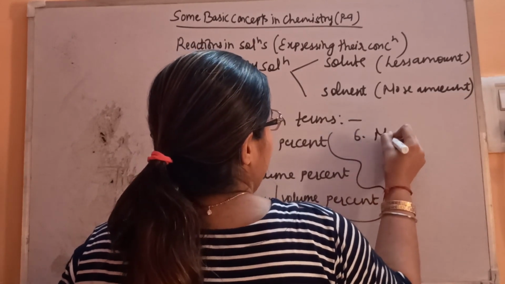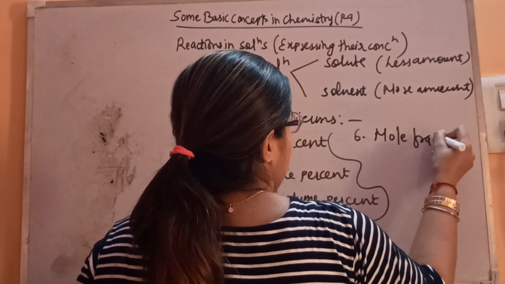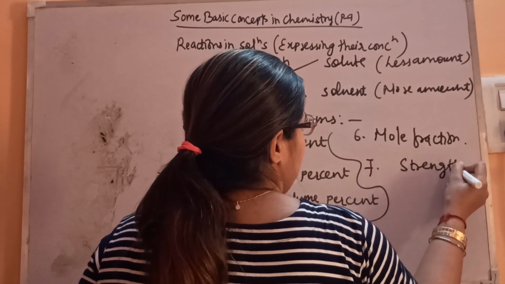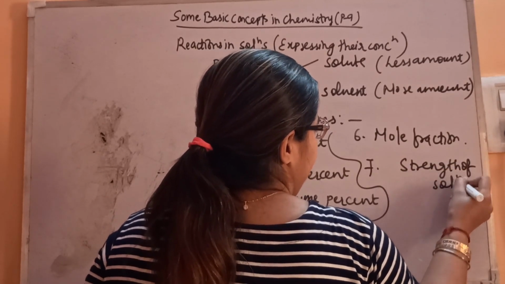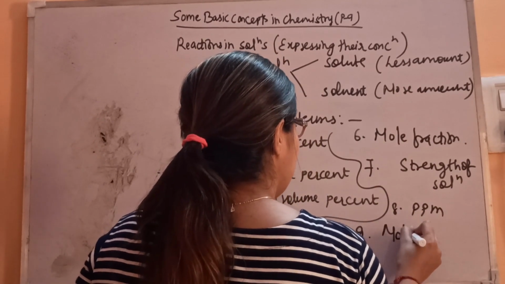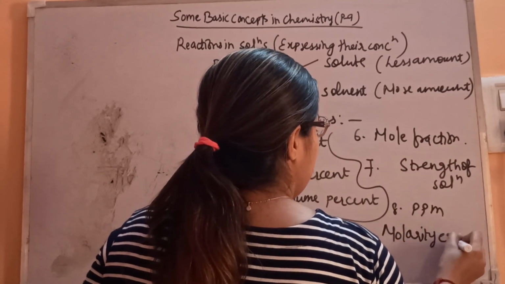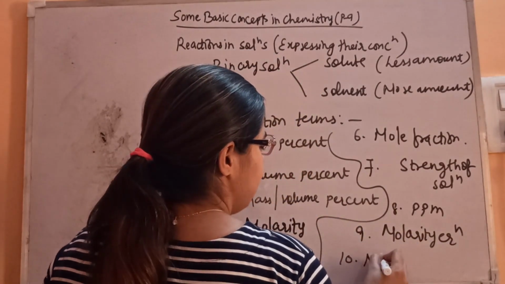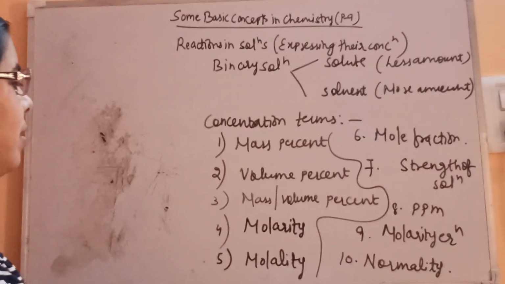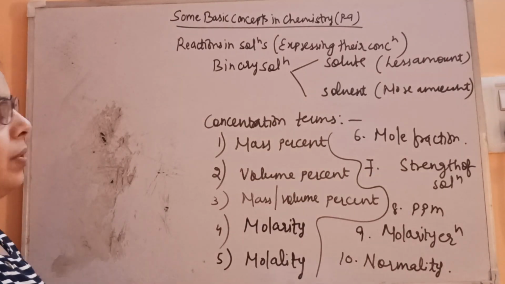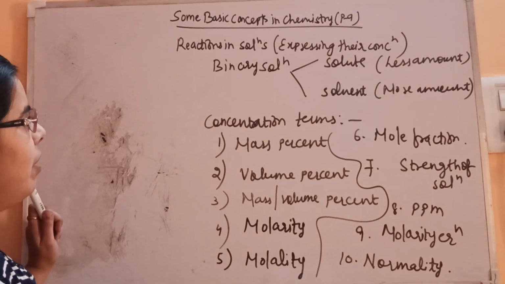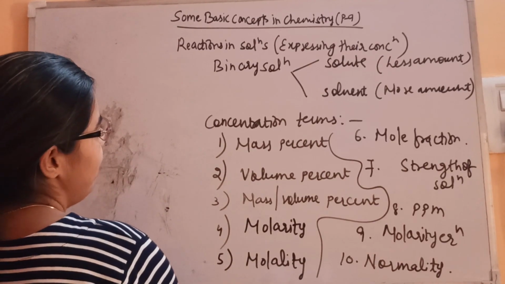Then the sixth one is mole fraction. Seventh one is strength of solution. Eighth is ppm. Ninth is the molarity equation. There is one more term, normality, but that is not in your syllabus. It is also part of the concentration terms, but we will not study it. So these are the concentration terms in which the solutions can be expressed. Let's see the various terms. We'll start one by one.